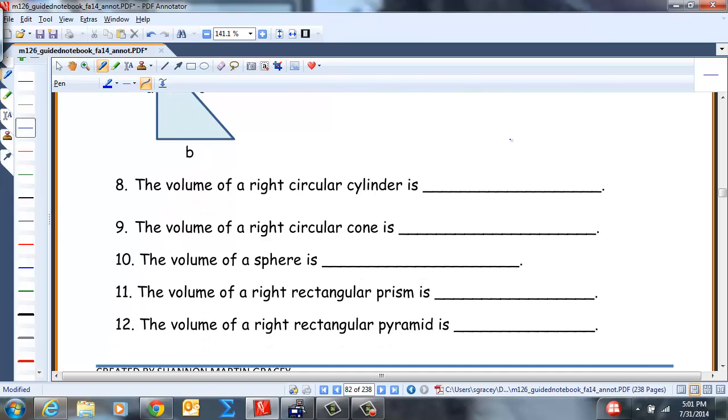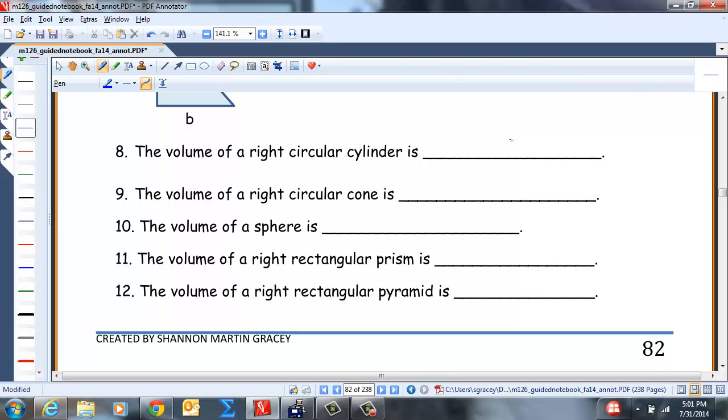The volume of a right circular cylinder, like a Coke can, is volume equals, so its base is a circle, so pi r squared, and then times the height gives you the volume. Right circular cone is a third of that, so you'd have 1/3 pi r squared times h. The volume of a sphere is 4/3 pi r cubed. The volume of a right rectangular prism is length times width times height, and the volume of a right rectangular pyramid is 1/3 of that.